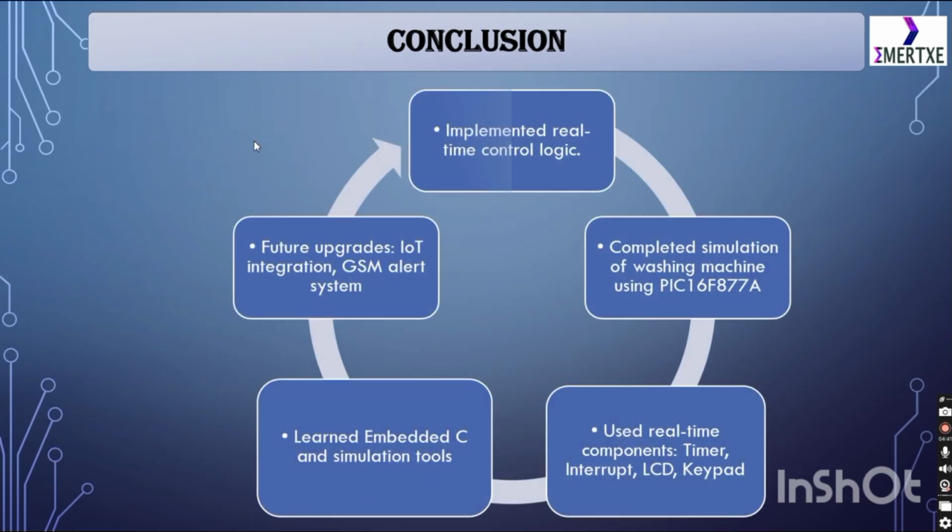Now we can see the conclusion of our project. Here it is a line by line process. We implemented real-time control logic. It completed the simulation of a washing machine using PIC16F877A. Used real-time components like timer, interrupts, LCD, keypad. Learned embedded C and simulation tools. Future upgrades: IoT integration, GSM alert system. This was the conclusion of our project, where we can see the line by line steps in which we developed the washing machine.